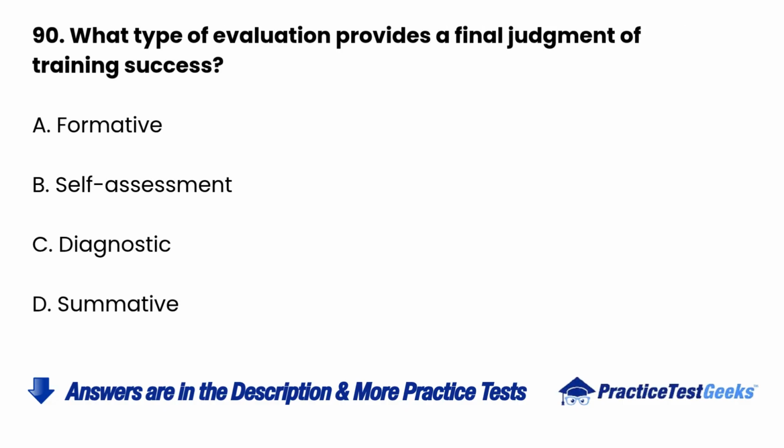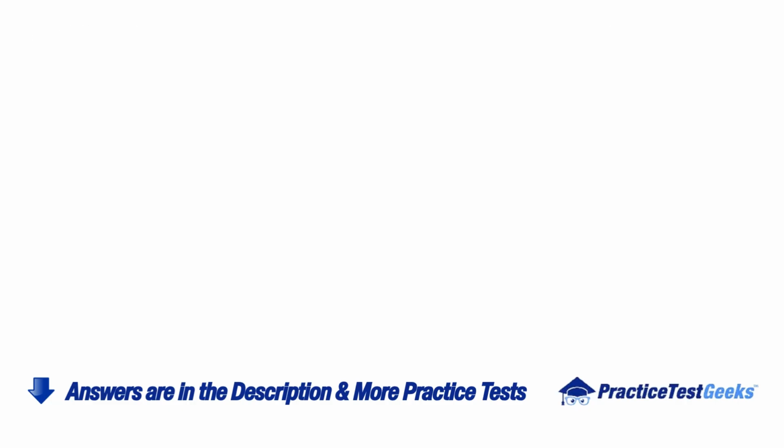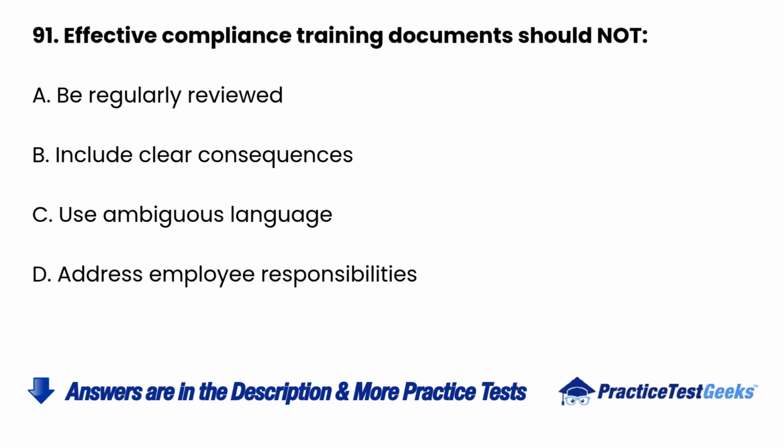90. What type of evaluation provides a final judgment of training success? A. Formative. B. Self-assessment. C. Diagnostic. D. Summative.